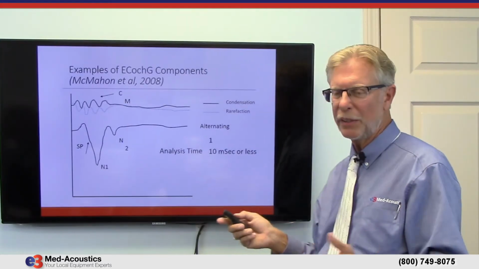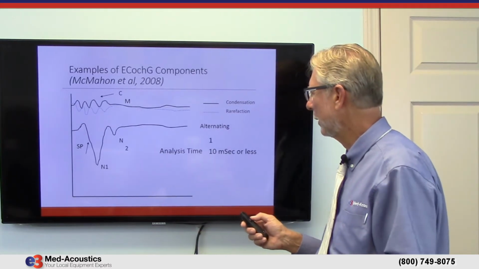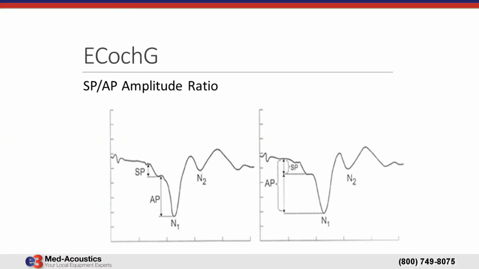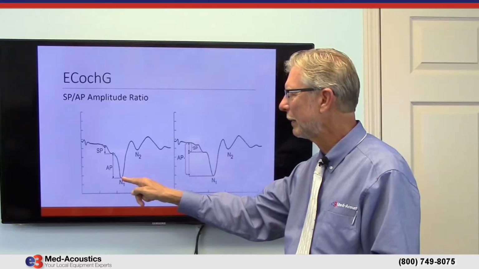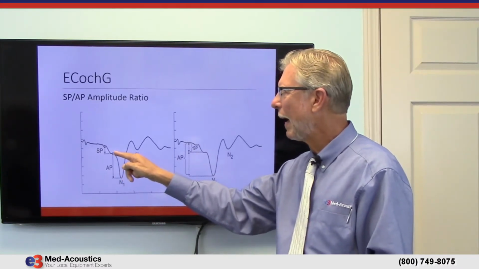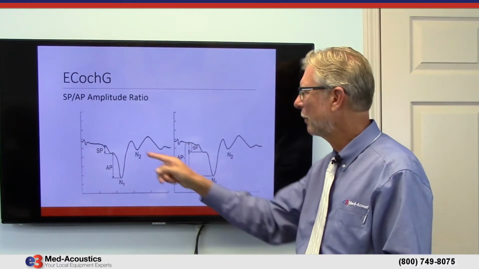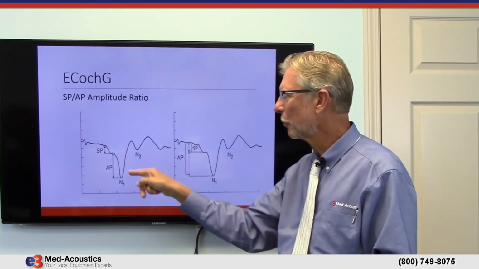Remember, our analysis time, you can go 10 milliseconds. A lot of people do, but I like it better at 5 milliseconds. All right, we're looking at this upside down, but this is typically what you'll find in every textbook. What we're interested in is measuring the amplitude of the summing potential and the action potential. So we've got to identify the peak of the action potential, the peak of the summing potential, and what's called the baseline, or the bottom of the summing potential. We've got to identify and mark those 3 places.